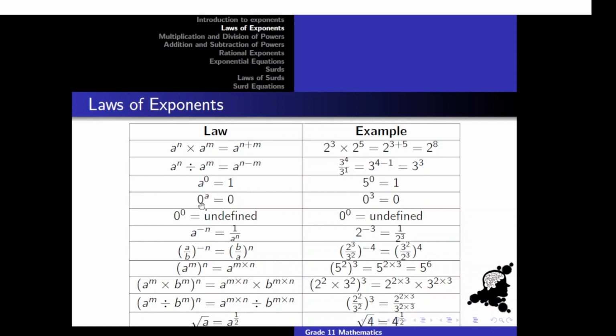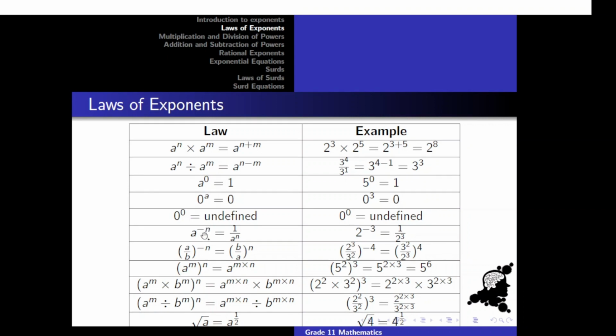We also have 0 to the power a giving us 0. What does this mean? 0 to the power any number is 0. It does not matter how many times I multiply 0 by itself, the answer will still be 0. Now 0 to the power 0 is undefined. Okay, this is just something that you need to know.